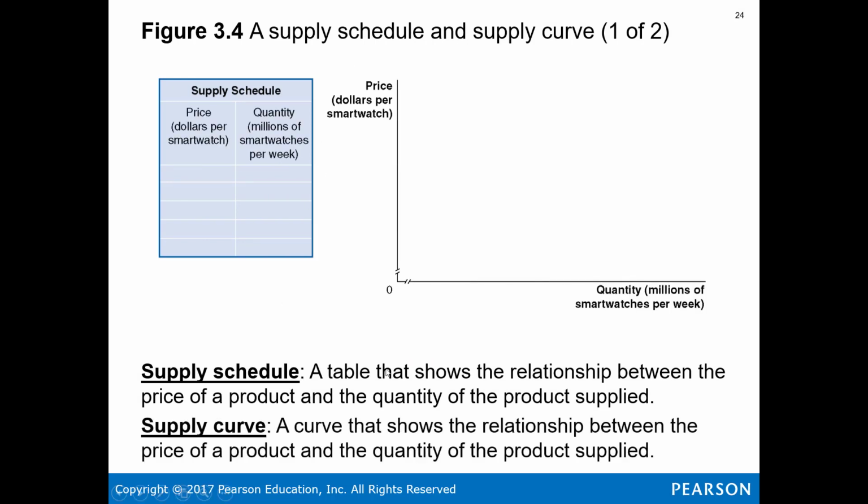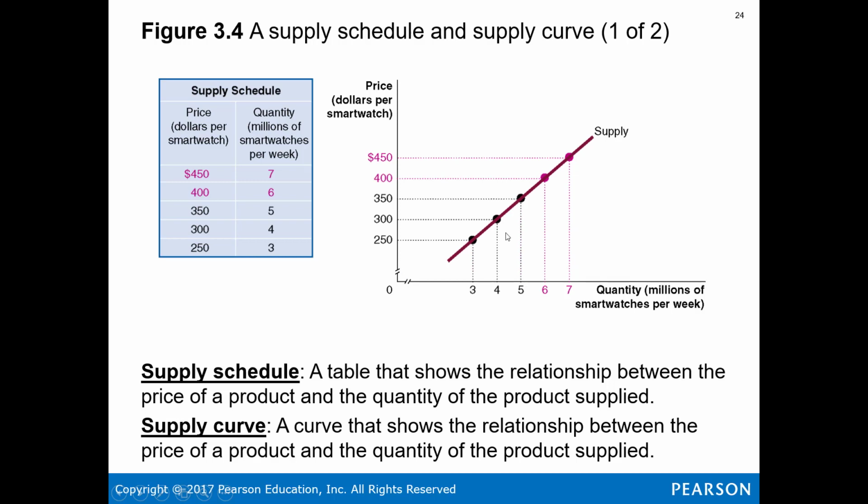A supply schedule is a table that shows the relationship between the price of the product and the quantity of the product supplied. A curve shows the same relationship. This is going to go in the exact opposite way, positively sloping. At $250, they're willing to supply 3 million per week. As the price goes up, the suppliers are willing to supply more. Why? They'll make more money, or there's more cost to producing.